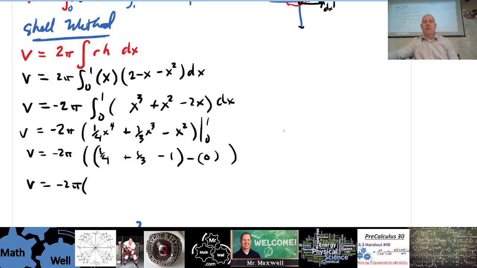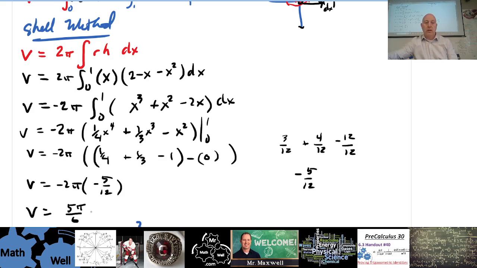Okay, so if we put these all over 12, we get 3 over 12, 4 over 12, minus 12 over 12, and 7. So negative 5 over 12. Negatives cancel out. We've got 10 over 12 simplifying to 5 over 6, so that's going to be our 5 pi over 6 units cubed.